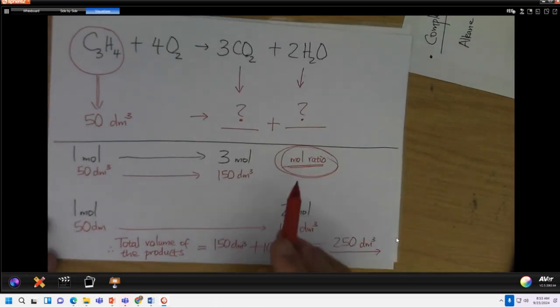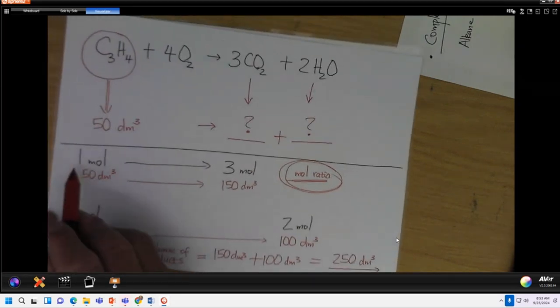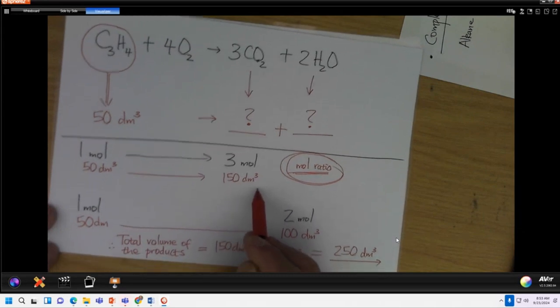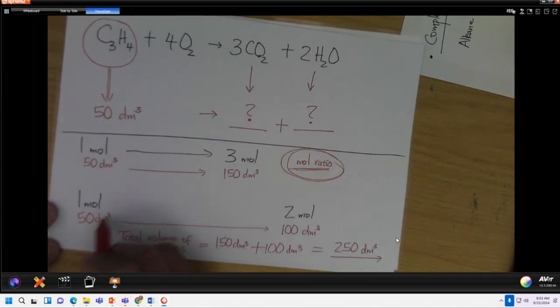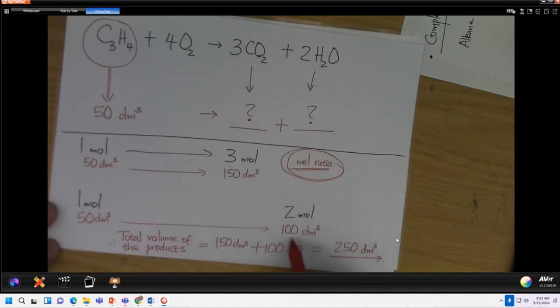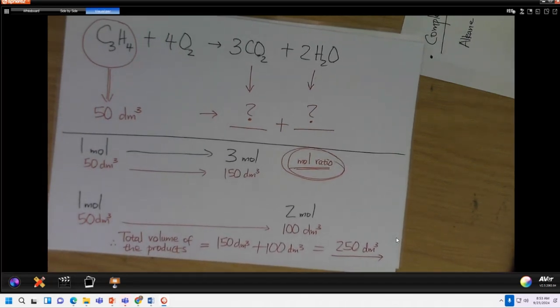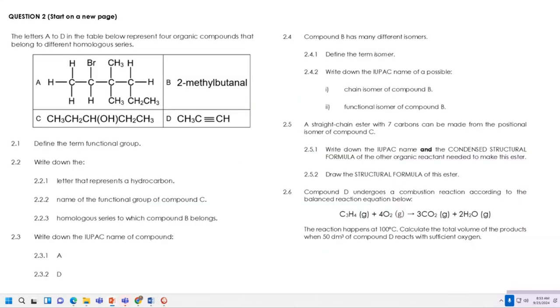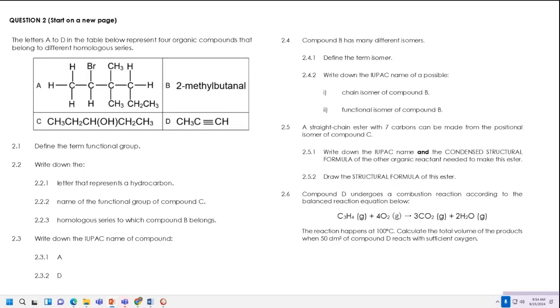Well, we run to the mole ratio. Remember I said that? And according to the mole ratio, the balanced reaction shows that 1 mole of this reacts to 3 moles of that. That means if there's 50 cubic decimeters, the mole ratio will yield 150 cubic decimeters. And if there's 50 cubic decimeters, apologies about that, that will give 2 of those, which is 100. When I add these 2 figures together, my final answer is 250 cubic decimeters. There we go. Right, grade 12s, can you believe it? That was question number 2, the first question there. All right, now we're going to go on to our next question, which explores the physical properties of organic compounds.